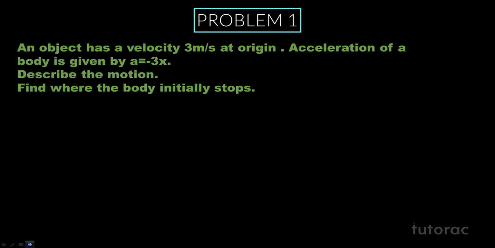Now let us solve a problem on that. The problem says that an object has a velocity of 3 meters per second at origin. The acceleration of the body is given by a equal to minus 3x. Describe the motion and find where the body initially stops.